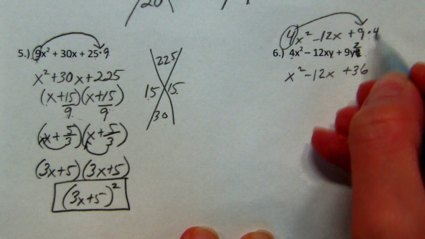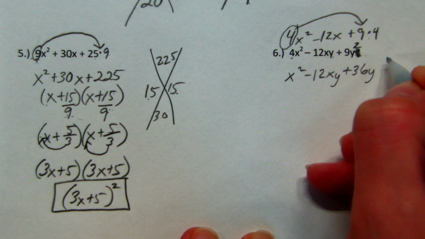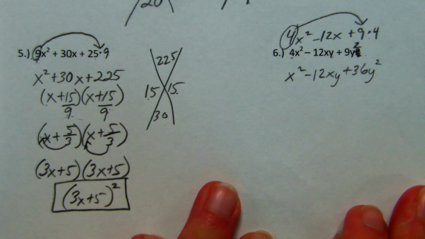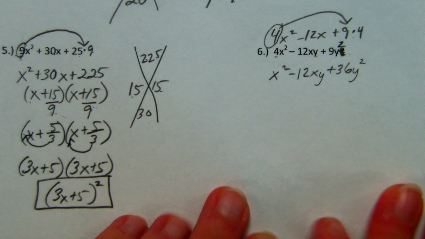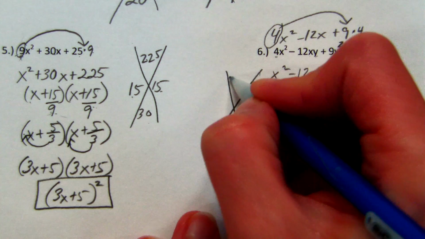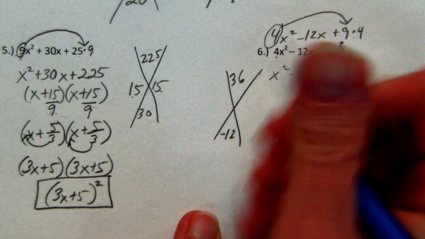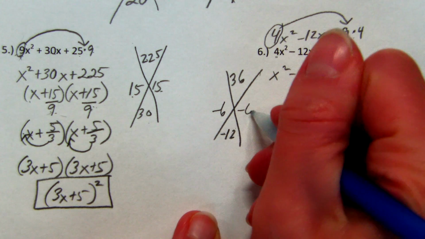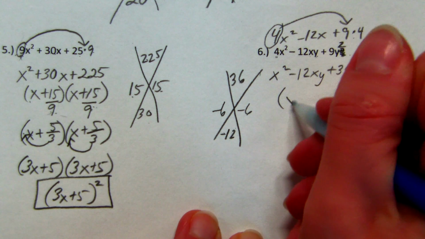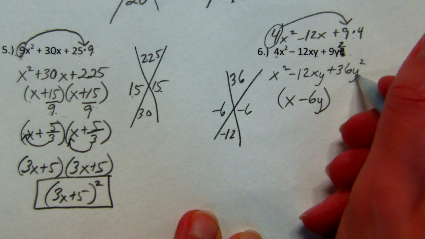Except that really, I have xy and 36y squared. But the y's are just going to kind of ride along. It'll be okay. So we're trying to multiply to get 36 and add to make negative 12. So that's going to be negative 6 and negative 6. So I'm going to have x minus 6y. That's how we get the y squared.